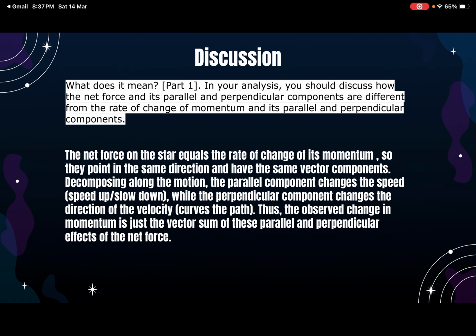So the net force on the star equals the rate of change of its momentum, so they point in the same direction and have the same vector components. Decomposing along the motion, the parallel component changes the speed, so speeding up or slowing down, while the perpendicular component changes the direction of the velocity, so the curves in the path. Thus, the observed change in momentum is just the vector sum of these parallel and perpendicular effects of the net force.